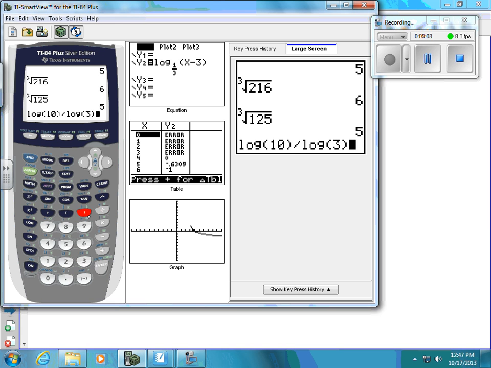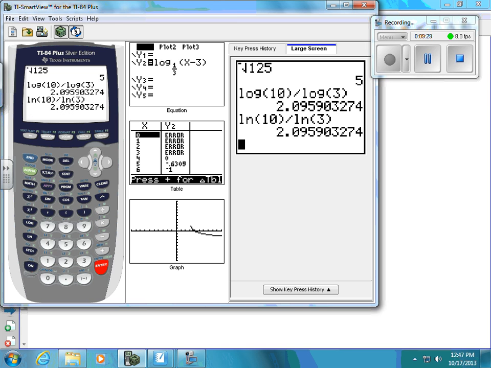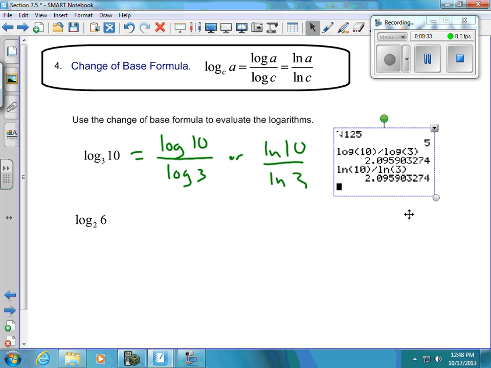We get 2.095. I could do natural log of 10 divided by natural log of 3. I get the same thing. So I'm just going to slide that out. That's usually the change of base theorem.